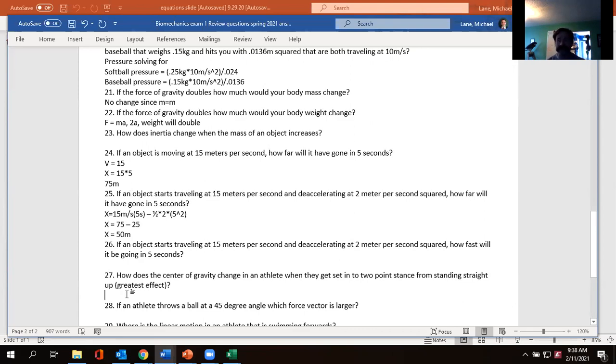So center of gravity is going to be where effectively we'd have the balance point between all the mass in an individual. So you're going from standing up to getting down into a 2-point stance. Well, it's going to lower. That's a big key.